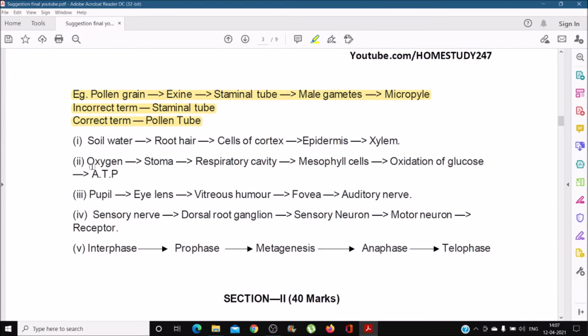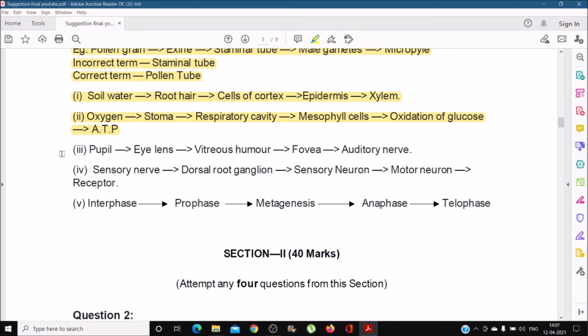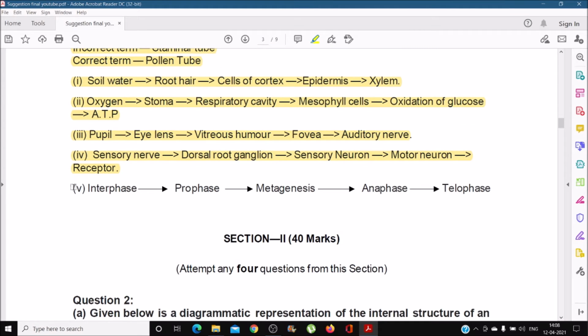Okay? So, number 1: soil water, root hair, cell of cortex, epidermis, xylem. Number 2: oxygen, stroma, respiratory activity, mesophyll cells, oxidation of glucose, ATP. Number 3: pupil, eye lens, vitreous humor, fovea, auditory nerve. Number 4: sensory nerve, dorsal root ganglion, sensory neuron, motor neuron, receptor. Number 5: interphase, prophase, metagenesis, anaphase, telophase.